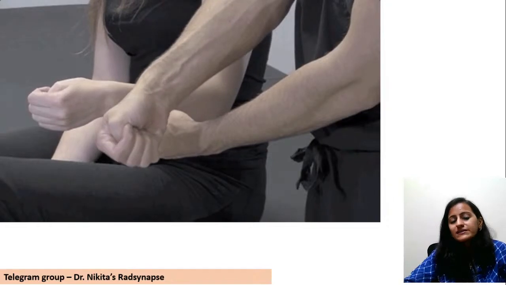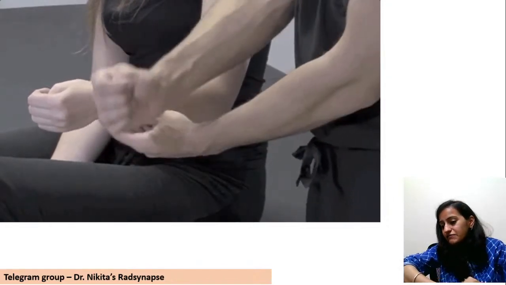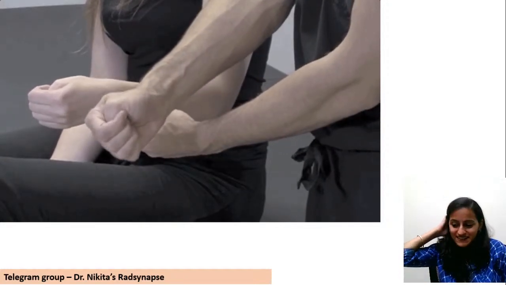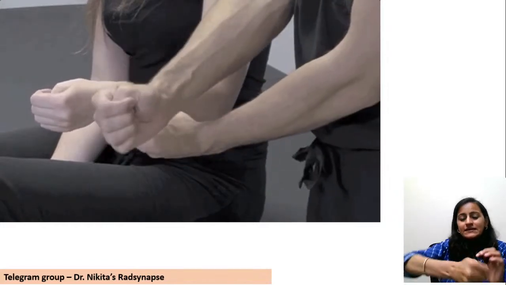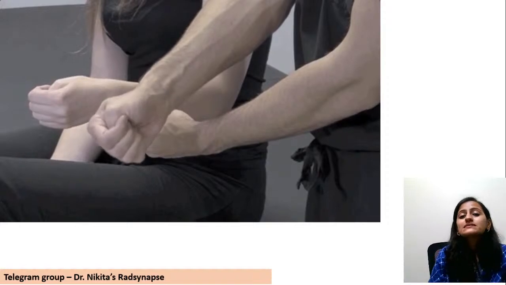Next one. What test are we doing here? Where are we doing this basically? Where are we feeling the tension here? Yes, the reverse Cozen's test basically. Absolutely right, golfers. This is where you can see the tension in the anatomical snuff box.